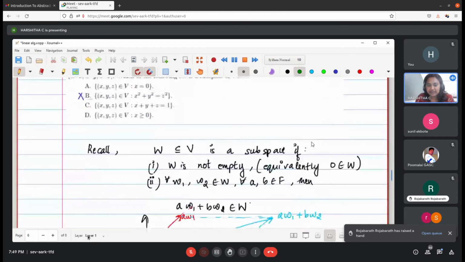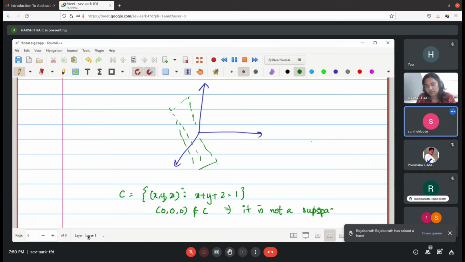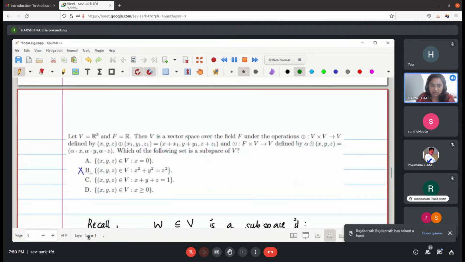So if you look at this condition, option C is the set of all x, y, z such that x plus y plus z equal to 1. So just the 0 vector does not belong to this. That itself tells that it's not a subspace. And you can also check that it won't be closed under taking sum. But yeah, this is an easier way. So even this is not a subspace.